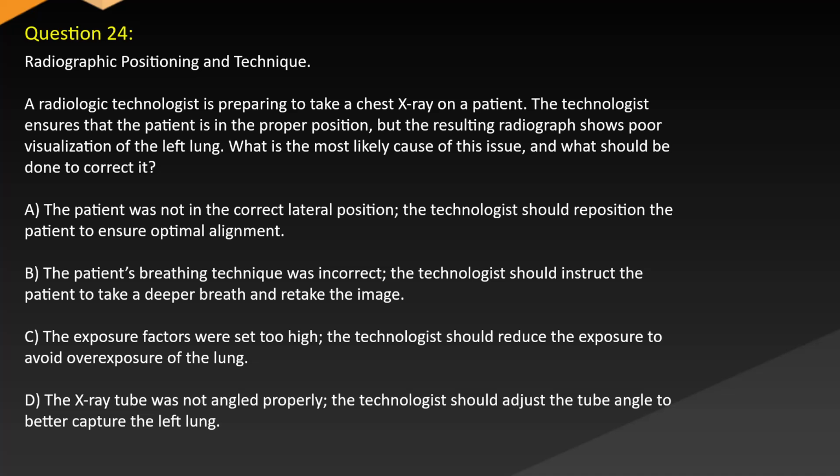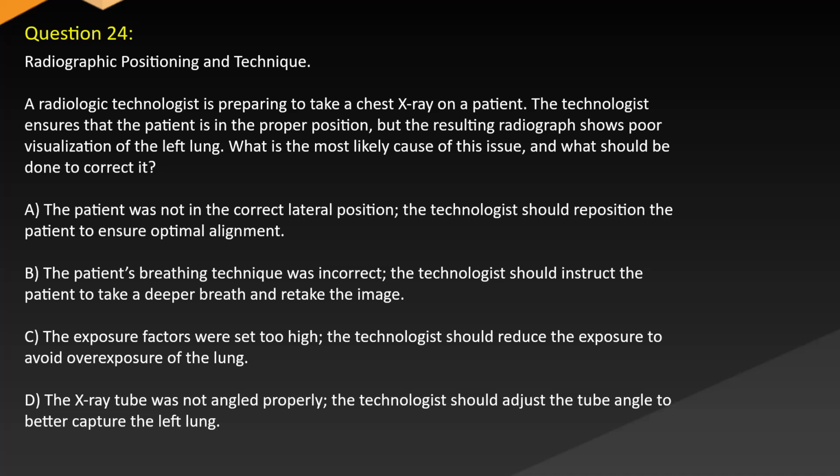Question 24. Radiographic positioning and technique. A radiologic technologist is preparing to take a chest X-ray on a patient. The technologist ensures that the patient is in the proper position, but the resulting radiograph shows poor visualization of the left lung. What is the most likely cause of this issue, and what should be done to correct it?